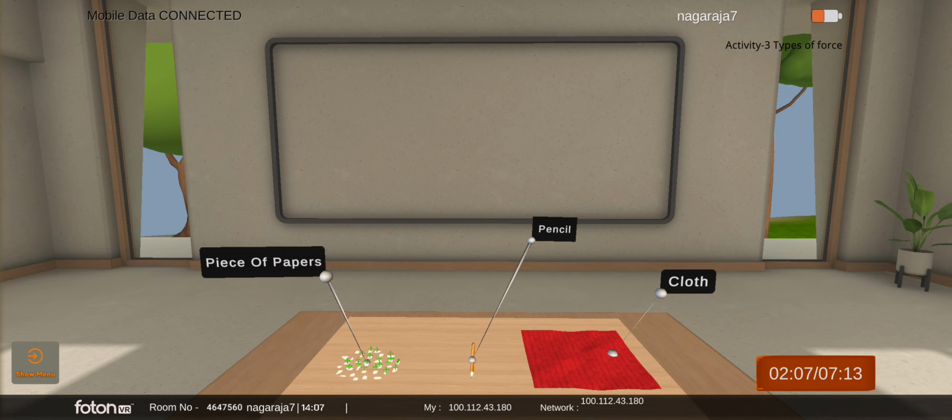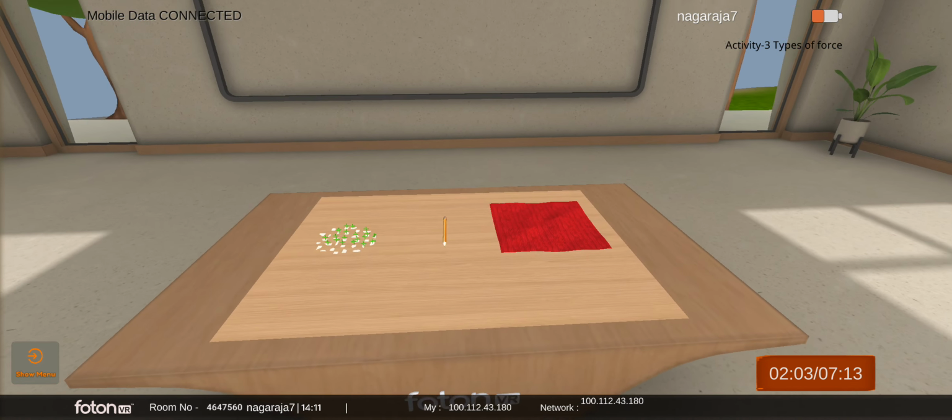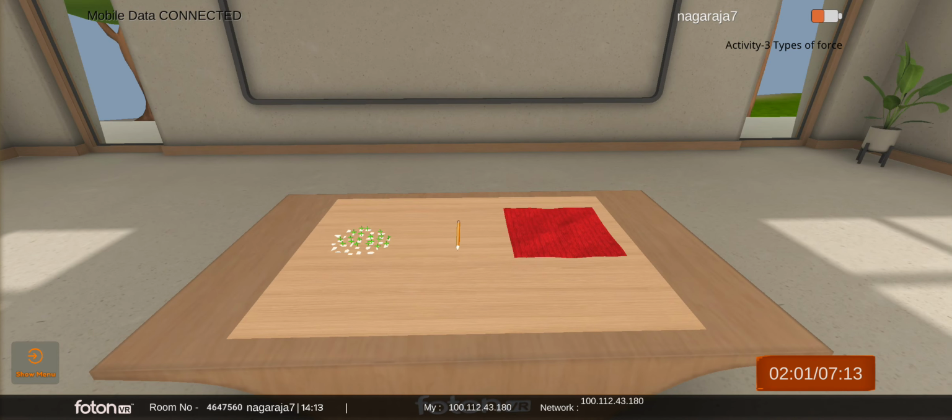Another example of non-contact force is electrostatic force. An electrostatic force is experienced by any charged particle in an electric field. We all have played the game of the pencil and pieces of paper in our childhood, right? Today, let's know the reason behind this. Now take one pencil and try to attract the pieces of paper. We can see the pieces of paper are not attracted by the pencil.